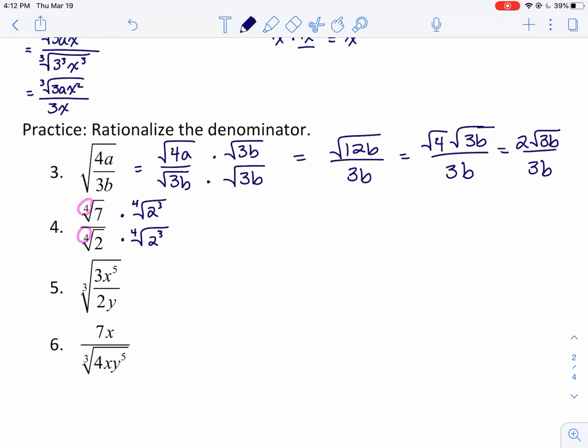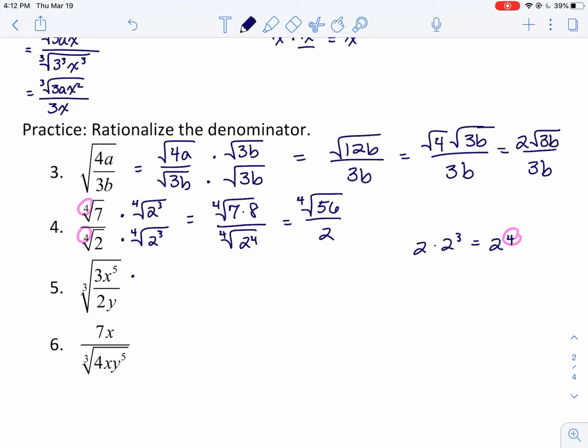And the reason I'm doing the third power of 2 is because 2 times 2 to the third power is 2 to the 4th power. And remember, we're trying to make this exponent here be the same as the index in the problem. So this is now equal to the 4th root of 7 times 8. Remember, 2 to the third is 8, over the 4th root of 2 to the 4th power. So I get the 4th root of 56 over the 4th root of 2 to the 4th power, which is 2. And that's the answer for that one.